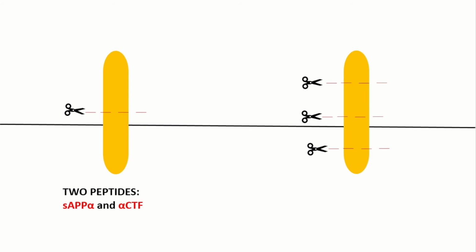These peptides are called sAPP alpha and alpha CTF. If the APP is cut at 3 sites, then 4 peptides are produced. These are called amyloid beta, C31, JCasp, and sAPP beta.